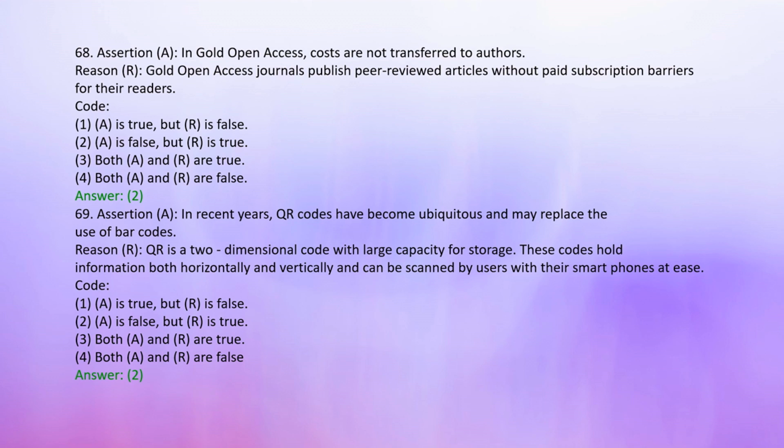Number 69. Assertion. In recent years, QR codes have become ubiquitous and may replace the use of barcodes. And reason: QR is a two-dimensional code with large capacity of storage. These codes hold information both horizontally and vertically and can be scanned by users with their smartphones at ease. And correct answer is 2. A is false but R is true.